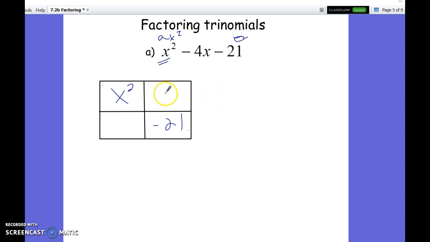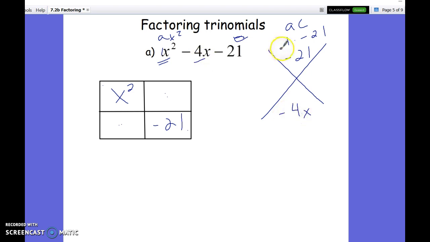So what we need to figure out, we need to find 2 terms, right? In these boxes, we need to find the 2 terms that would add together to be negative 4x. So this is where our puzzle comes in. Puzzle's going to help us out. Well, we're going to take a times c. Well, that in this case would be 1 times negative 21, which is just negative 21. And then our b variable is negative 4. So we want to find 2 numbers that multiply to be negative 21 and add to be negative 4.